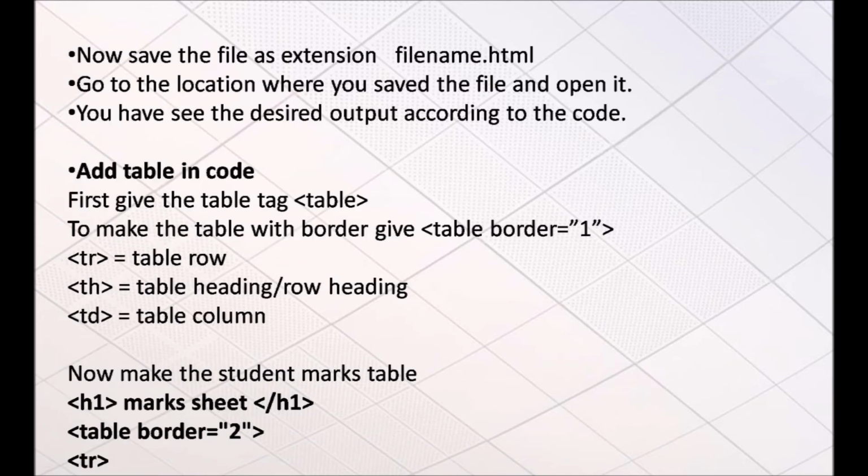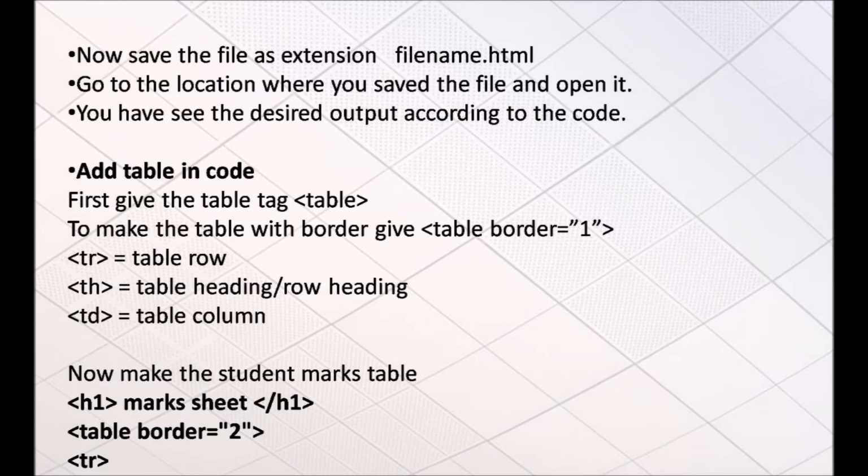Now save the file with the extension, file name.html. It is compulsory to give the extension .html because you are writing HTML code. Go to the location where you saved the file and open it. You will see the desired output according to the code.